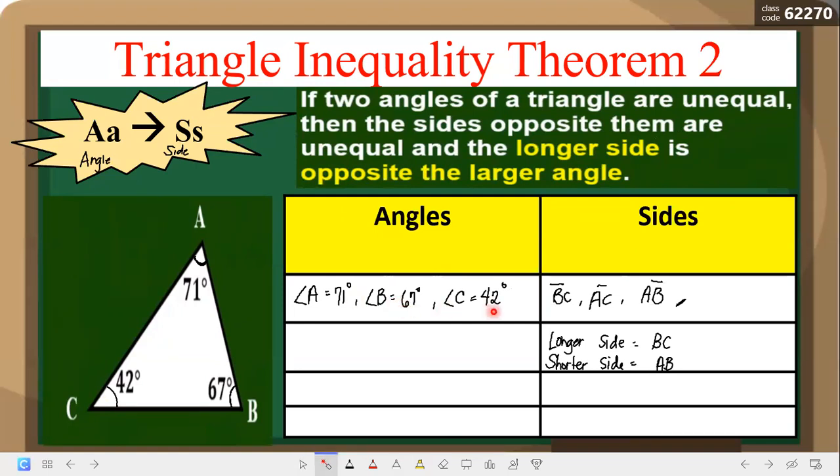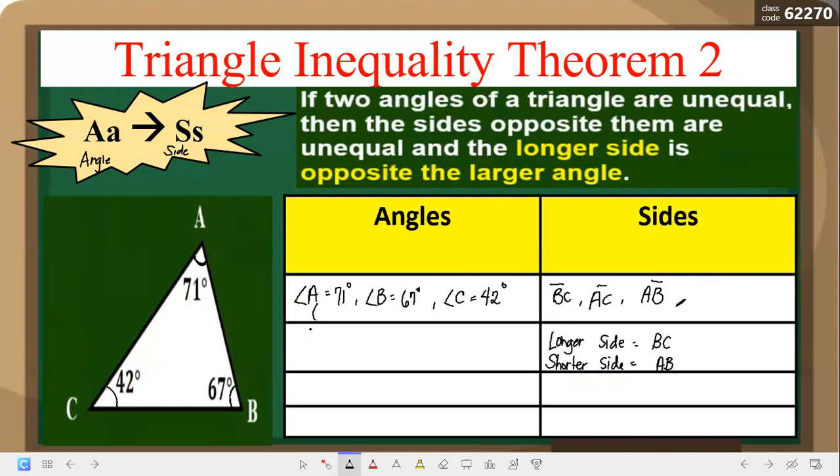Angle B is 67 degrees. And angle C is 42 degrees. So obviously, itong si angle A is yung pinakamalaking angle or larger angle. So definitely, yung opposite side niya is yung longer side. So ang opposite side ni angle A is side BC. Then yung opposite side naman ni angle B is side AC. Then yung angle C naman, opposite side niya is AB.